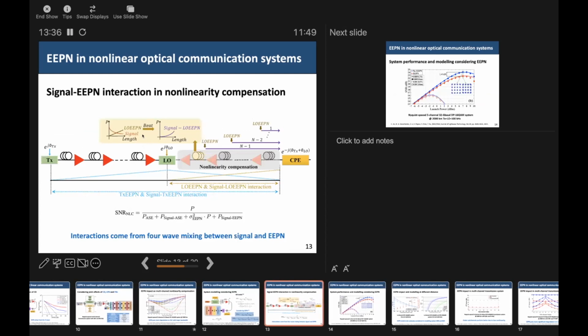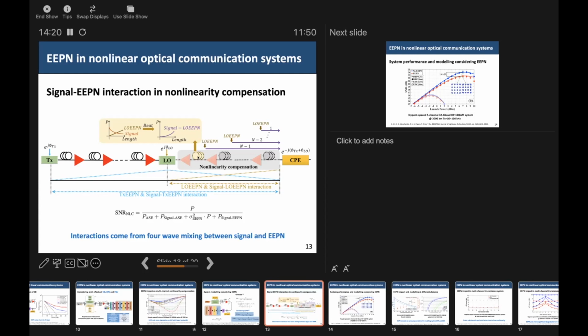Then there will also be the interaction between the signal and the local oscillator, the equalization enhanced phase noise. That's actually due to the propagation of the signal inside the fiber, because the EPN is produced between the phase noise and the fiber dispersion. If we take the phase noise from the local oscillator side as an example, when we have this nonlinearity compensation, then the phase noise will interact with the dispersion compensation module, and this will produce some EPN.